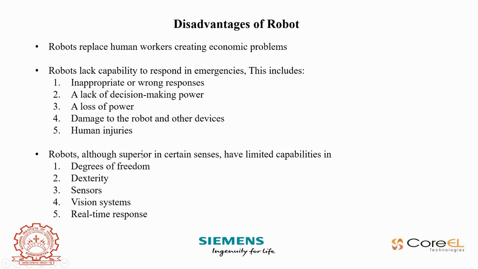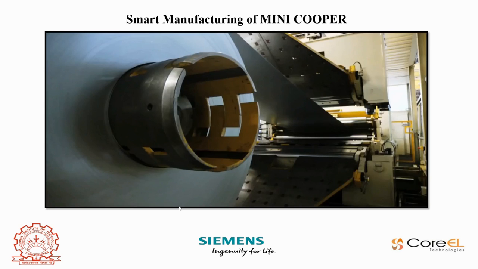The next one is that robots, although superior in certain senses, have limited capabilities in degrees of freedom, dexterity, sensors, vision systems, and real-time responses. Whatever degrees of freedom it has and however precisely it works, sometimes a human will do a better operation in certain positions when compared to the robot. That is one of the limitations of these robots.